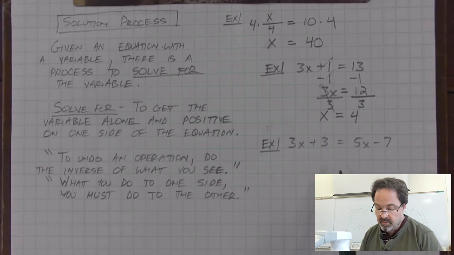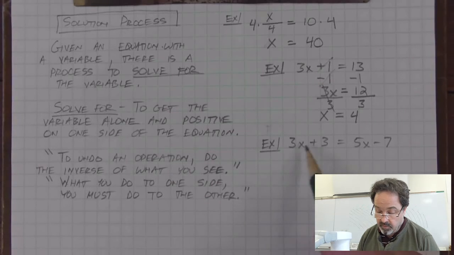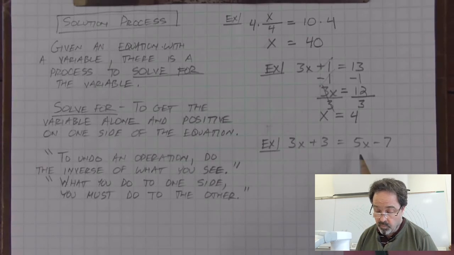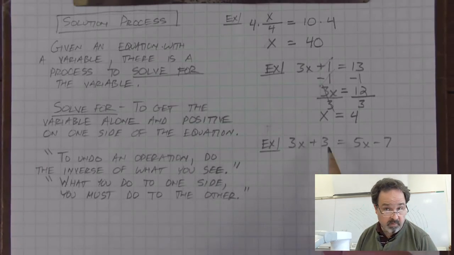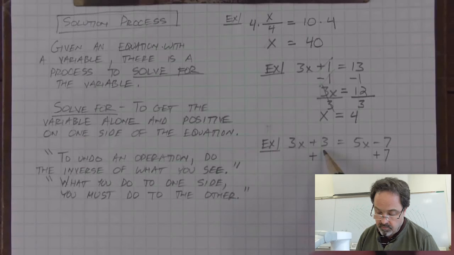3x plus 3 is equal to 5x minus 7. We have a variable on both sides. We want to get x to be alone and positive on one side. I have several choices. I'm going to choose to get rid of the minus 7 on this side. By doing the inverse of subtracting 7, I'm going to add 7. And if I choose to add 7 to this right side, I must add it to the left as well.